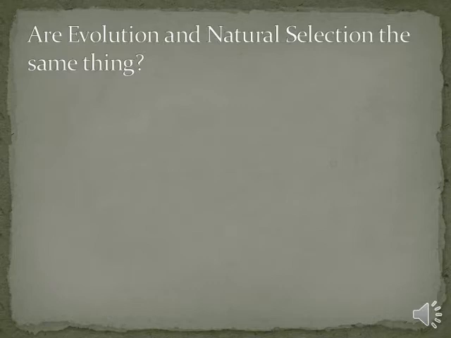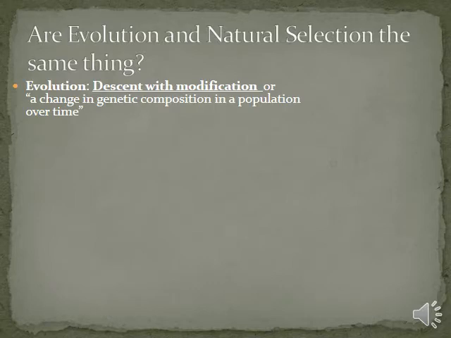So are evolution and natural selection the same thing? Well, we tend to define evolution as descent with modification, and that tends to work for our definition for the Biology 160 class. So if we ever ask you on an exam or quiz, define evolution in 3 words, those 3 words could be descent with modification, because that's the classic Darwinian definition for evolution.